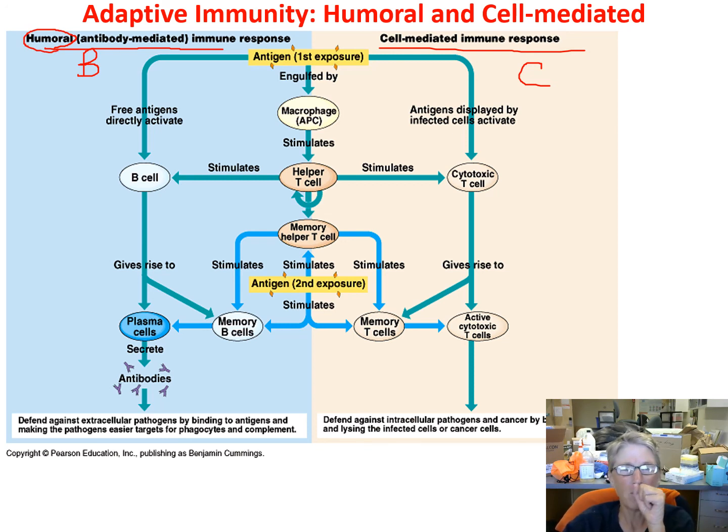And then it shows the first exposure to the antigen. The macrophage engulfs it, and the macrophage, along with the helper T cell and the B cell, or the cytotoxic T cell. So the helper T cell helps the macrophage, the B cell, and the cytotoxic T cell. Then the B cells or T cells will form clones with memory cells, and then in the second exposure to the antigen, the immunological response is even more deadly to the pathogen.